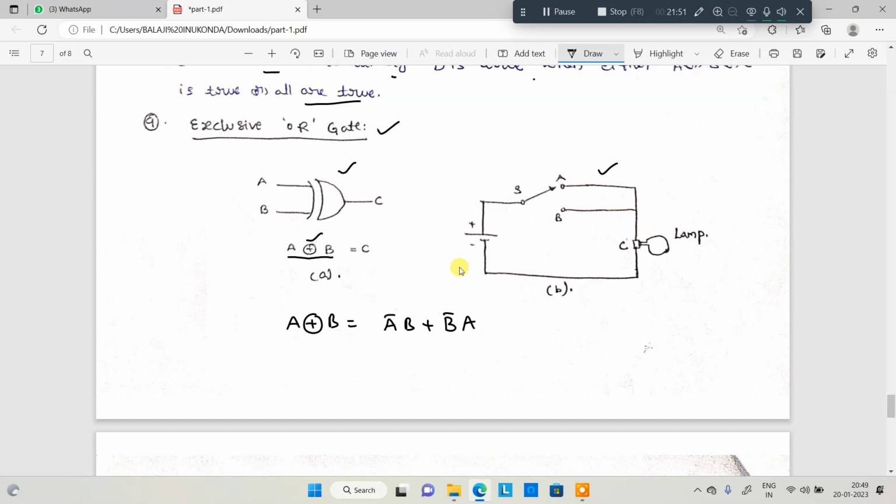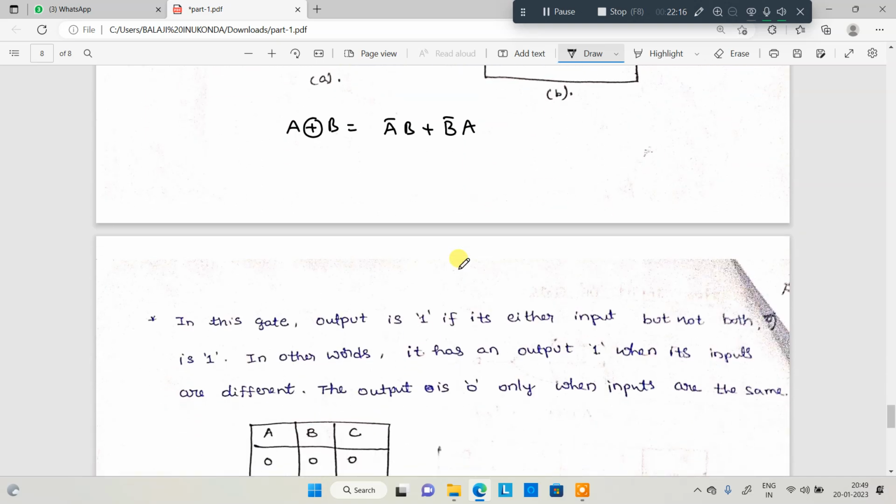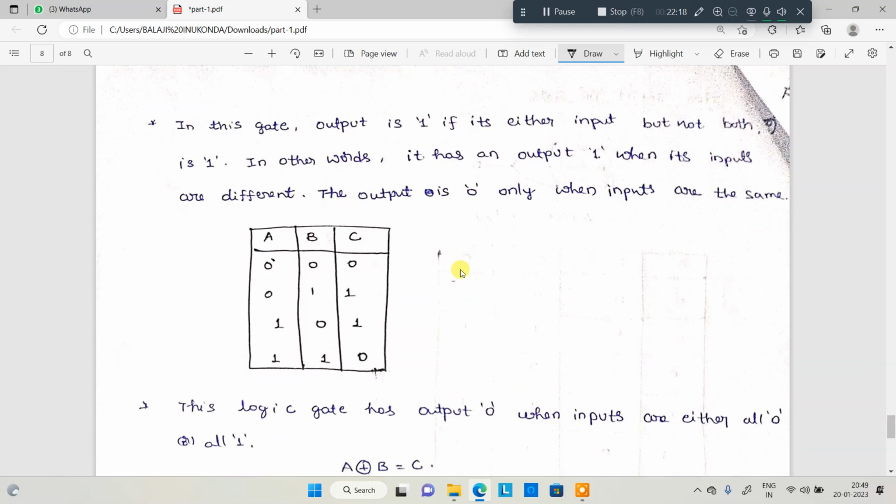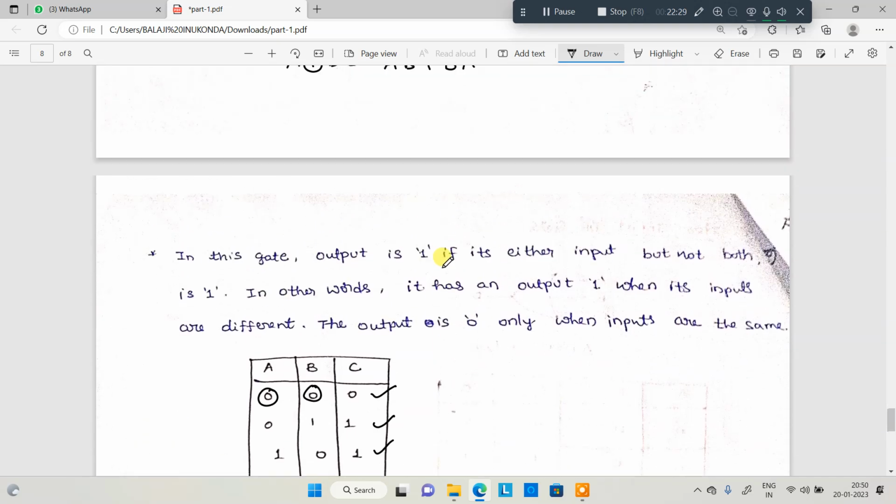For example, if A is 1, and B is 0, the output lamp will glow. If A is 0 and B is 1, the lamp will glow. If both are 0 or both are 1, the lamp will not glow. That means it is exclusive for common inputs. It is a comparator; you can also call it the truth table. Both are 0, output is 0. Both are 1, output is 0. If only one input is high, the output is 1. So that is the exclusive OR gate.